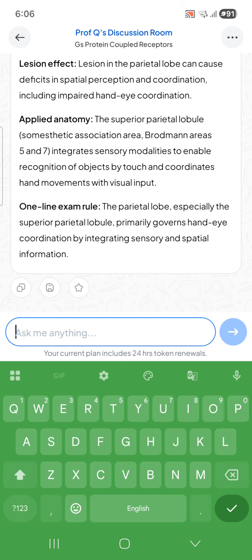So these are the three questions I want to discuss with you today. I hope you can apply most of these problems in Prof Q and get a good answer.